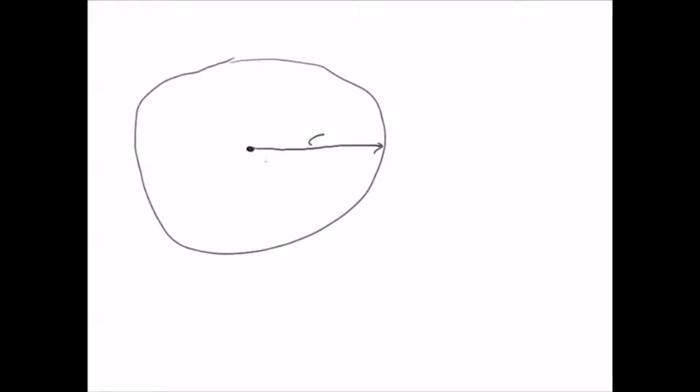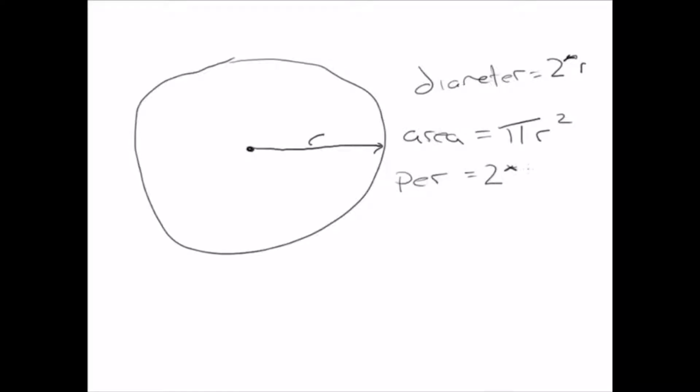For example, we can calculate the diameter if we really wanted to, which is equal to 2 times the radius. We can calculate the area, which happens to equal pi r squared. We can calculate the perimeter, which happens to equal 2 times pi times r, and this kind of thing.